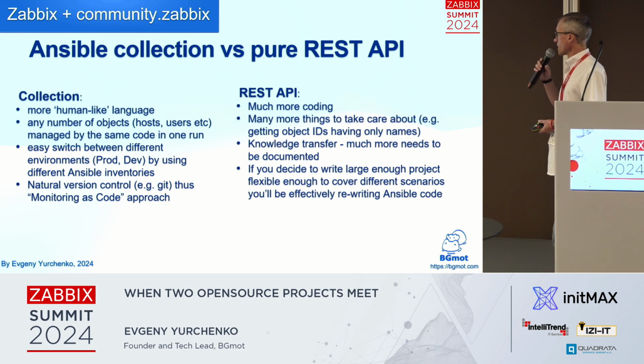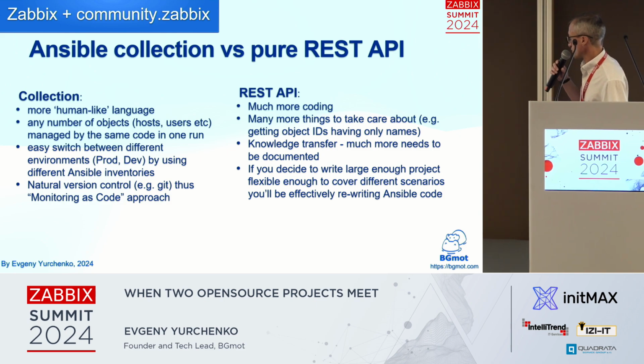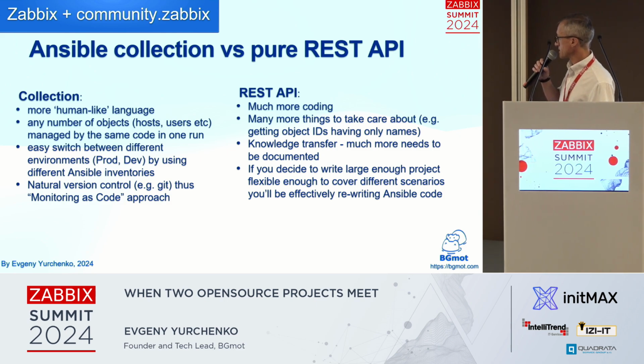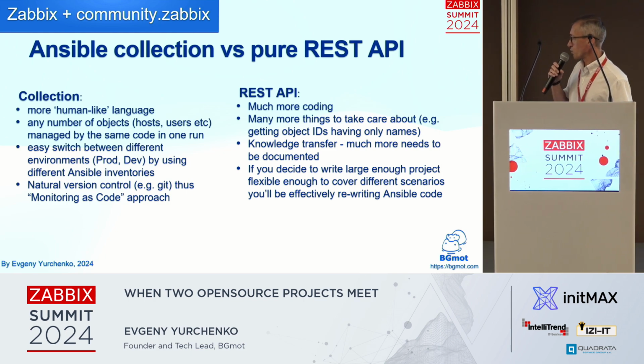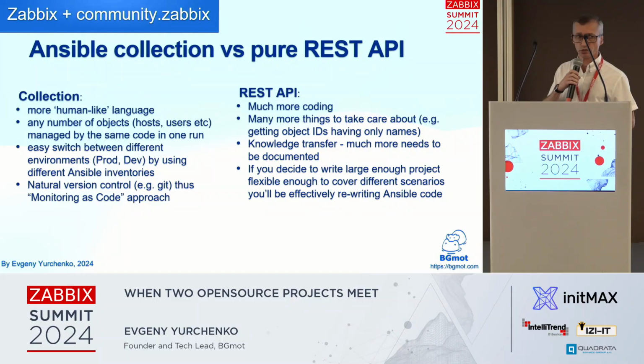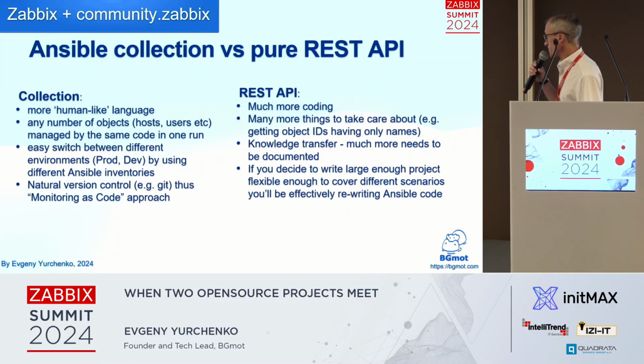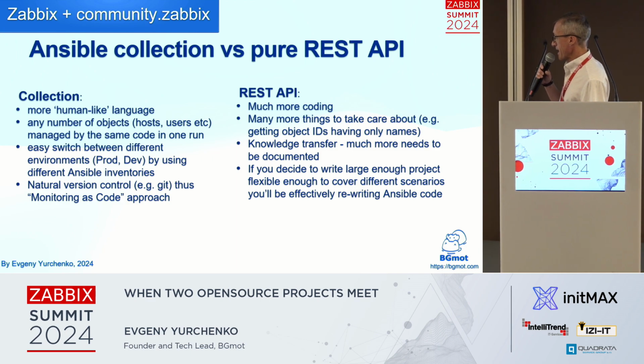REST API, much more coding. As I mentioned, you have to take care of all IDs. You cannot have just names of groups, templates, and all this stuff. Knowledge transfer. If one person delivers this code, then you have to support this code. And if this person leaves the company, it's a lot harder to transfer this. While with Ansible, if a person knows Ansible, they basically know your stuff already.